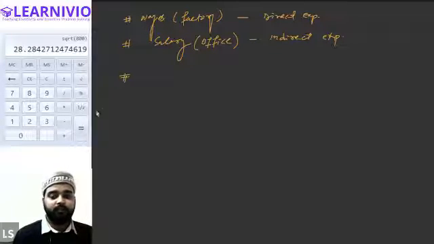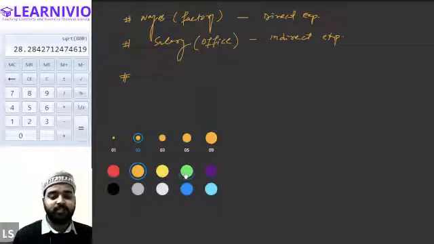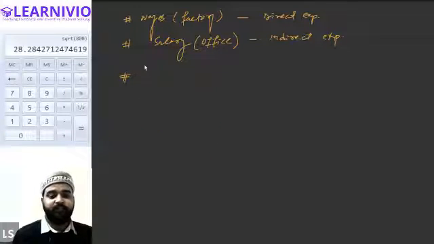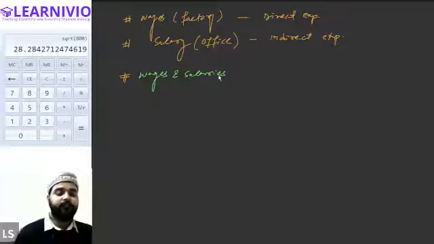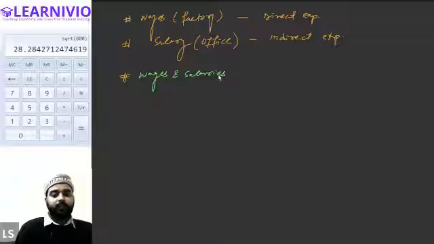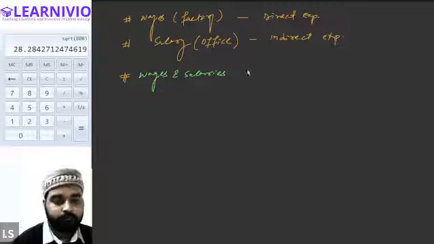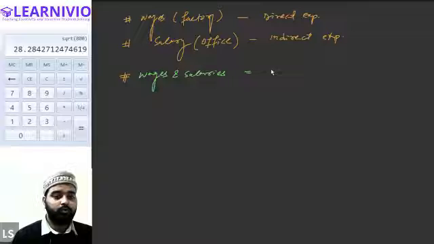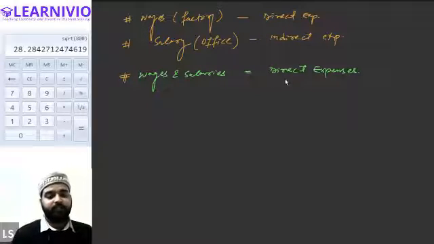Now one more important thing. Listen to me carefully. If wages and salaries are given collectively, let's say wages and salaries is given as 5 lakh or 50,000 or 60,000, any amount, then this is presumed to be a direct expense. Keep this in mind. Whenever the question specifies wages and salary collectively, then it is a direct expense.